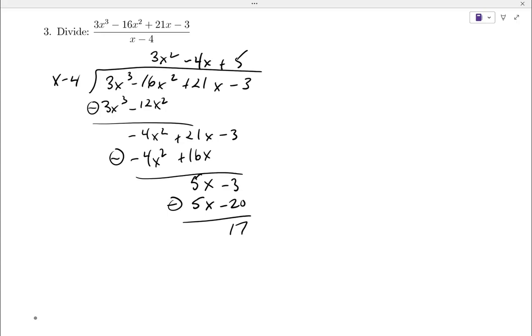So finally, if we want to write this, we would write the quotient, which is 3x squared minus 4x plus 5, and then plus the remainder over what we divided by. So we can write that fraction as 3x squared minus 4x plus 5, and then plus 17 over x minus 4.